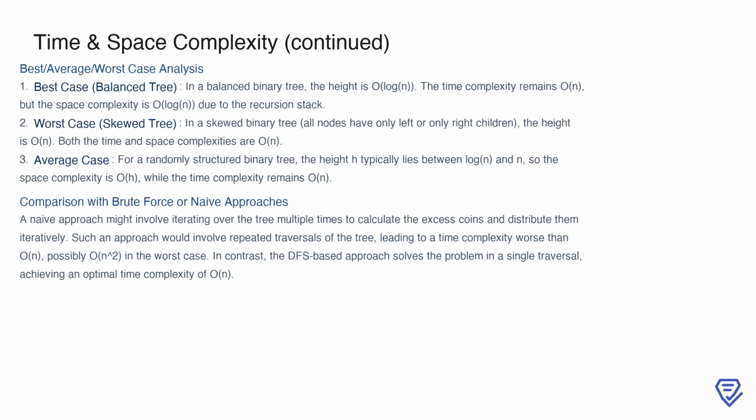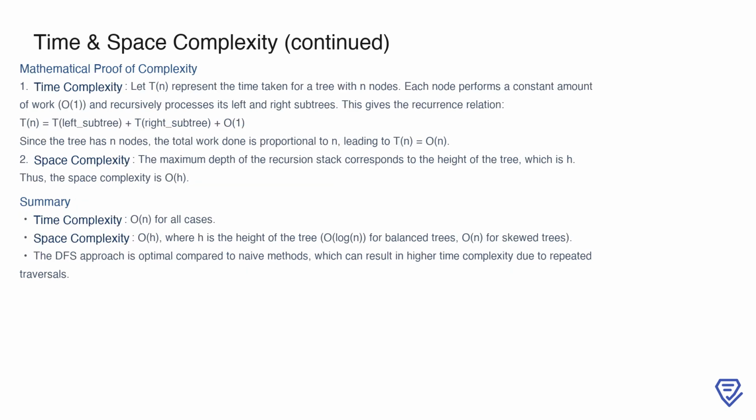To solidify our understanding, let's mathematically prove the time and space complexity. For time complexity, let T(n) represent the time it takes to process a tree with n nodes. Each node performs a fixed amount of work, O(1), and recursively processes its left and right subtrees.